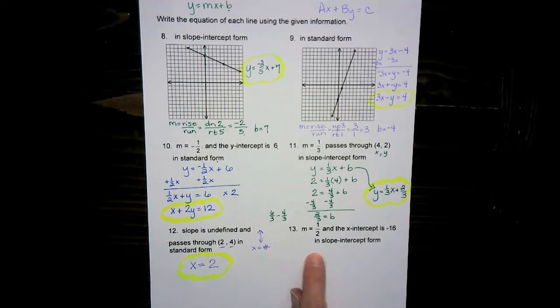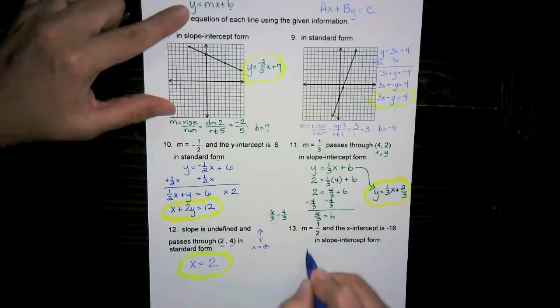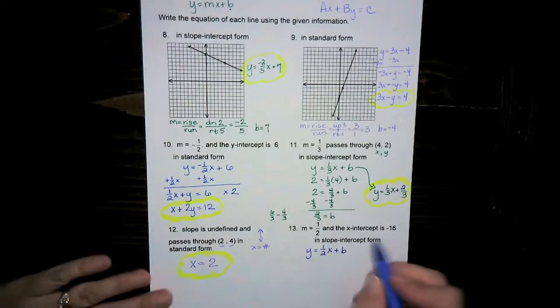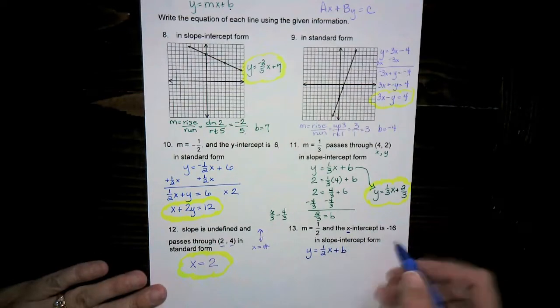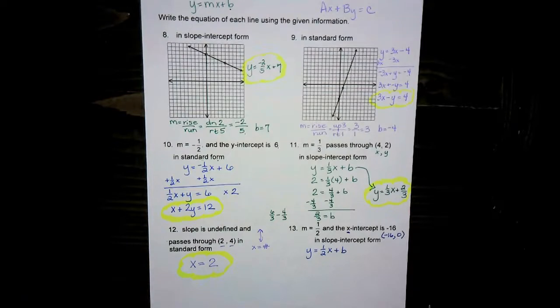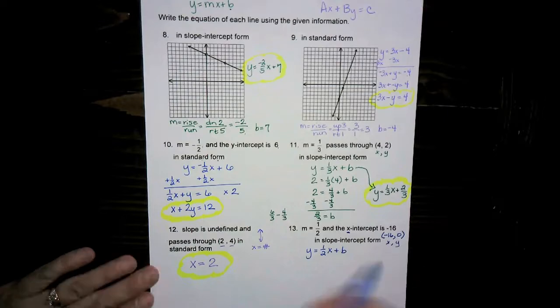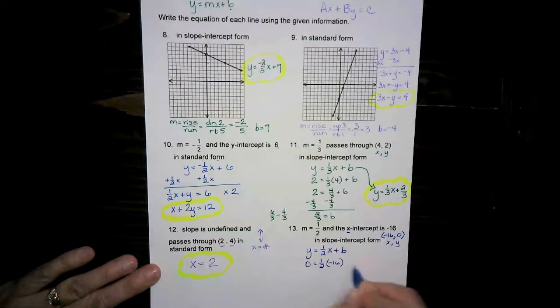Okay, let's look at 13. We're told the slope is a half. The x-intercept is -16. Okay, going to be in slope-intercept form. So let's start by putting in our 1/2 as a slope. So y equals 1/2 x plus b. Now we are not told b. Remember, we are told the x-intercept. But if we know the x-intercept, we know that's where it touches the x-axis. So y had to be 0. Now we know x and y. So in this equation, I'm going to put -16 for x. I'm going to put 0 for y. And we'll get to solve for b.